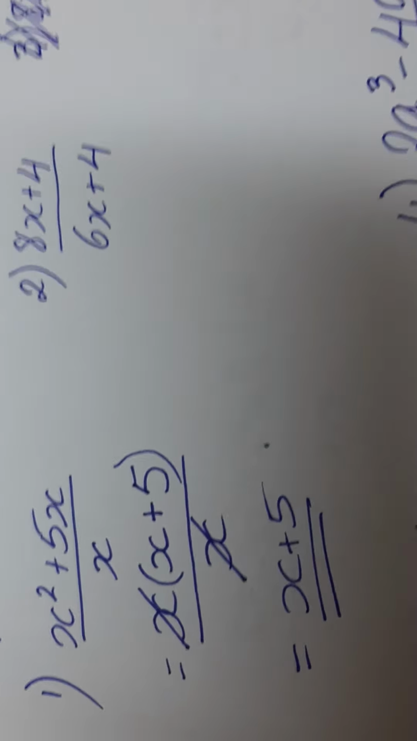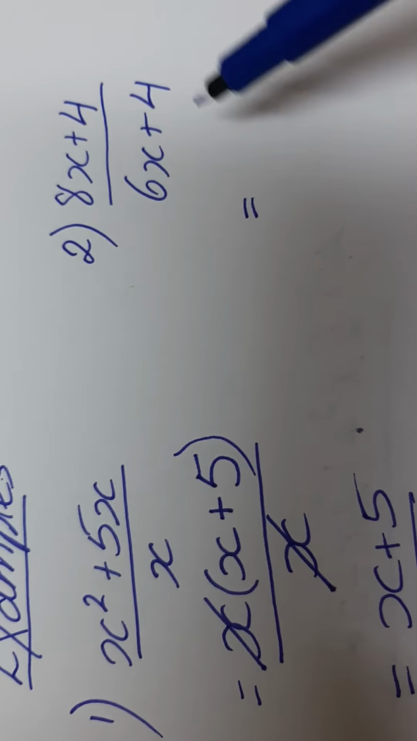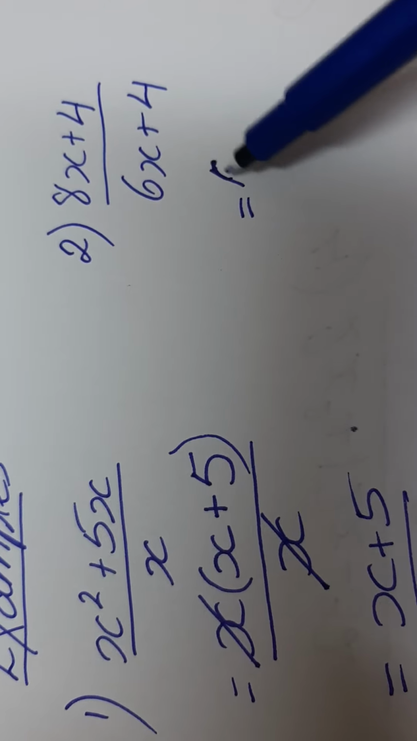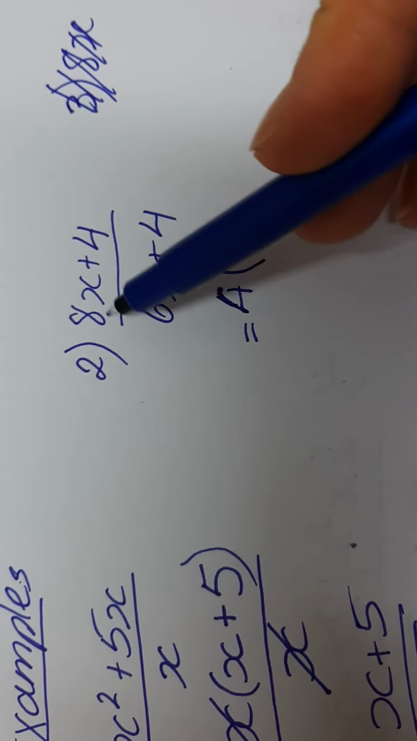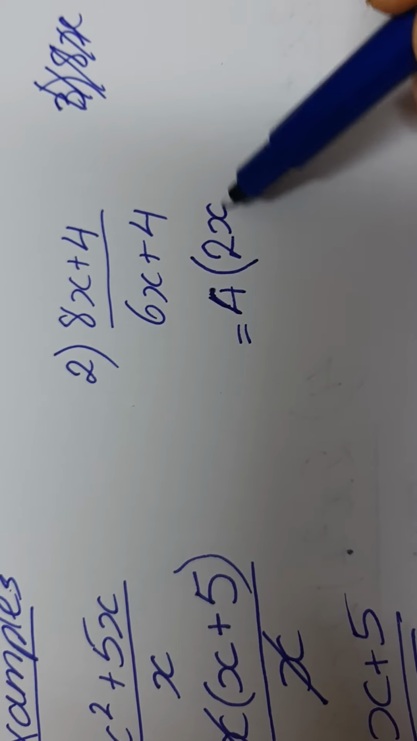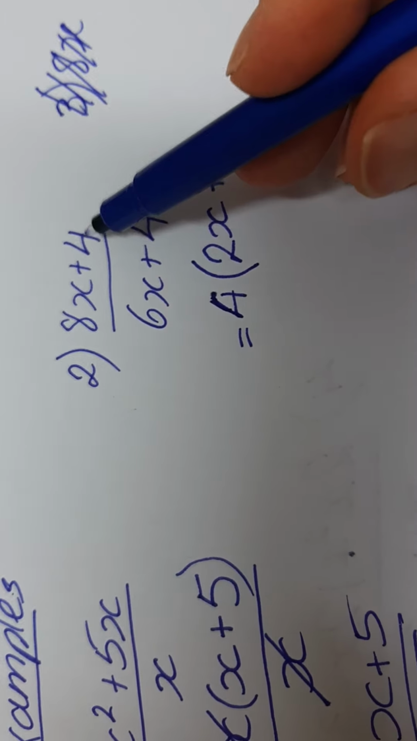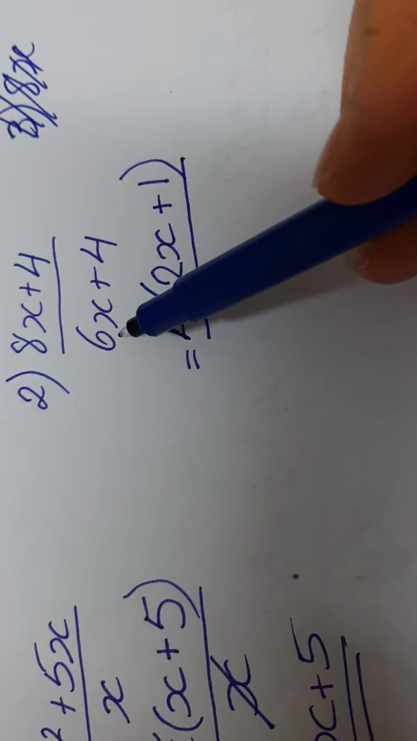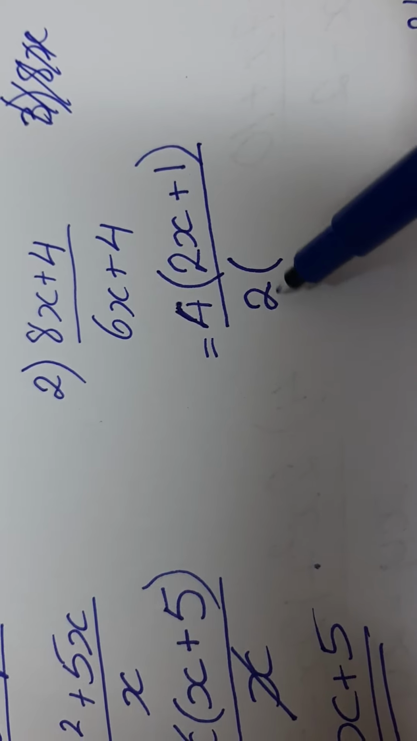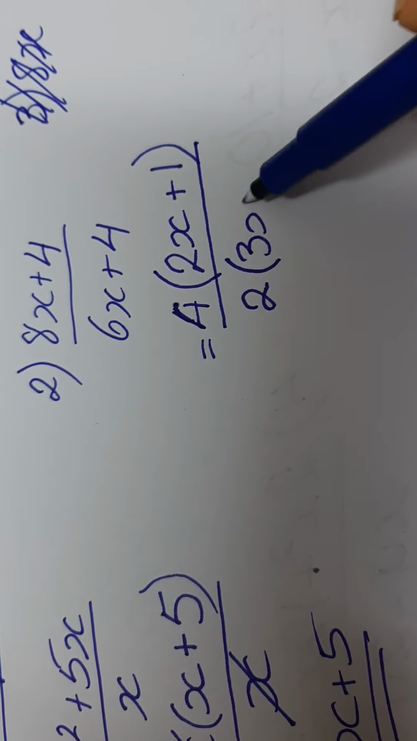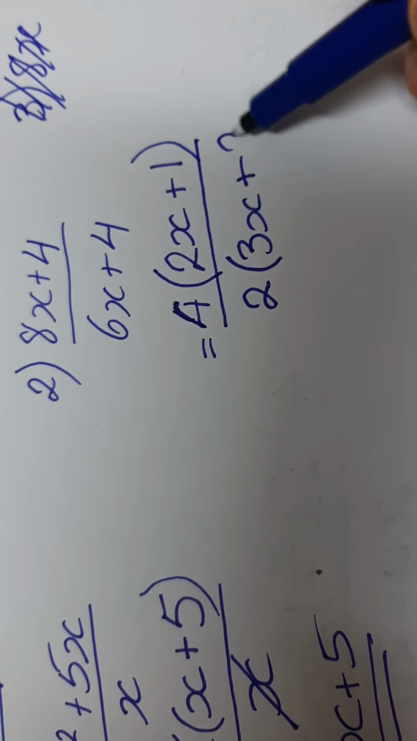Let's have a look at another example here. We're looking at the numerator here. We can see there's a common factor of 4, the highest common factor is 4. So 4 times what will give me 8x? 4 times 2x will give me 8x, plus 4 times 1 will give me that 4, over. What's the common factor here? They both divide by 2. 2 times 3x will give me that 6x, plus 2 times 2 will give me that 4 here.